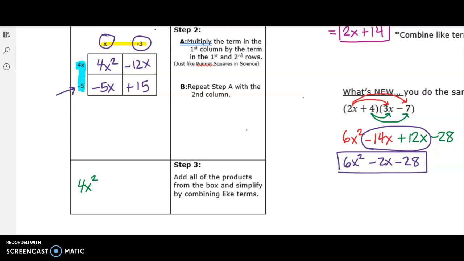And then look diagonally there, guys. Our x's are diagonal from each other. And we need to combine them because they are like terms. So negative 5x plus negative 12x is negative 17x. And the last thing that you should put is your constant, and it's the only one there, which is positive 15. That is our final answer, and notice that it is in standard form.